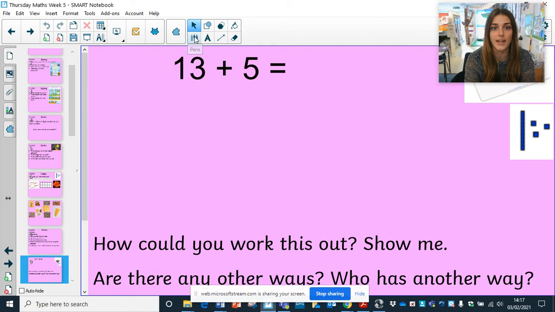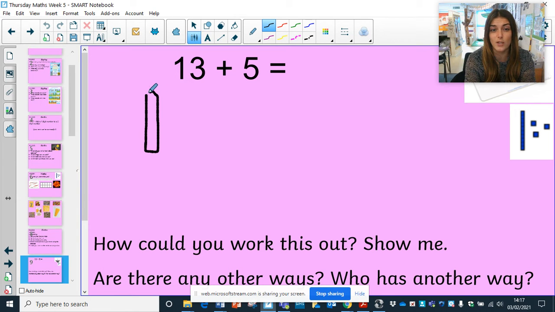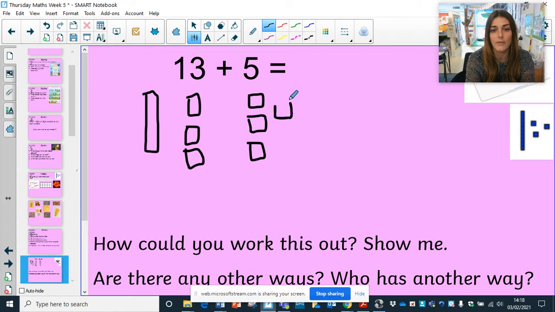You could draw that just as I am. You might not have the objects, or you can use objects. A rectangle is your 10 and then your 3: 1, 2, 3. And then we would do the same here. We'd look at our number 5, and we would then represent our 5 using jottings. We'd draw 5 cubes, 5 counters, however you want to.